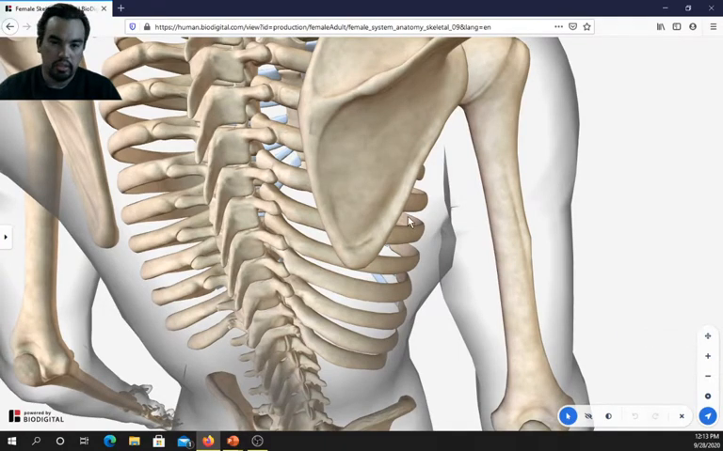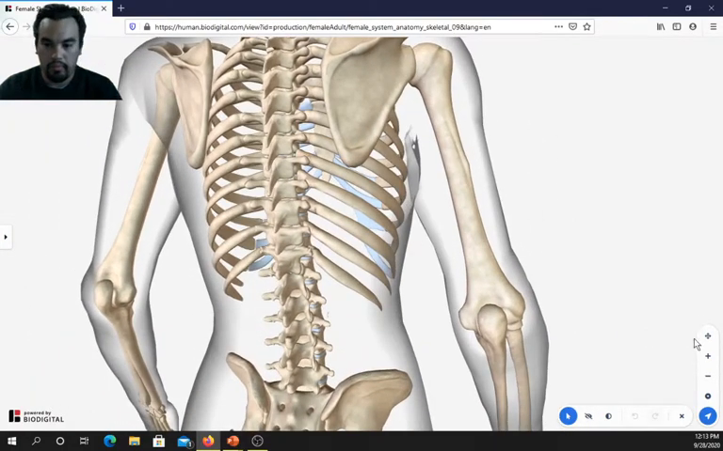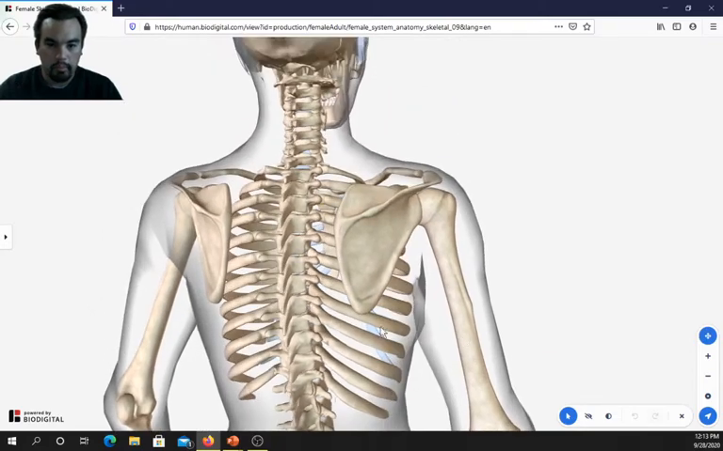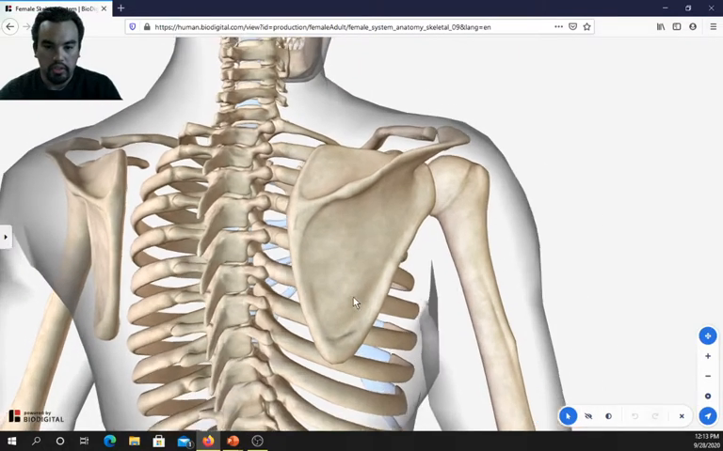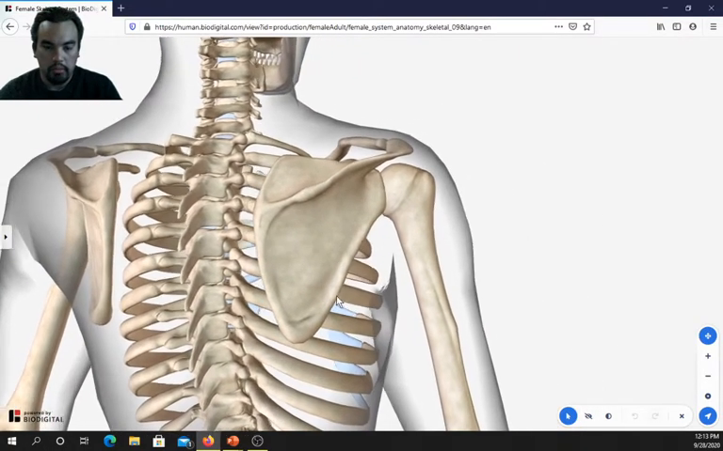as I adjust the angle here how that kind of floats. Look here on this side, you see how there's just space there. The soft tissue is what holds the scapula onto the thorax there. So you see there's no bony attachment, and it's designed to be highly mobile.